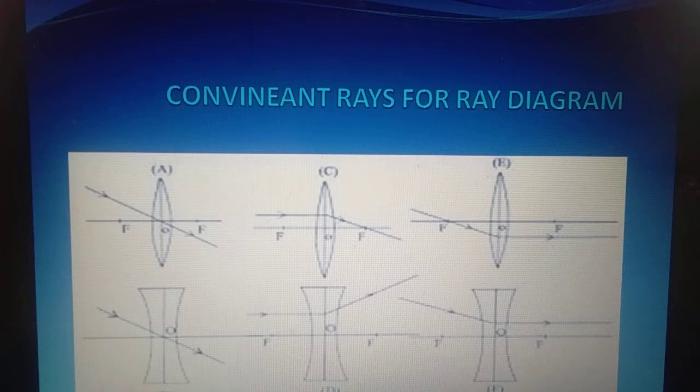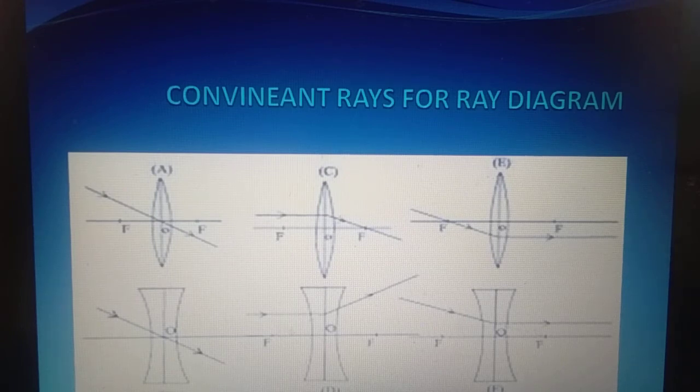In the second case, whenever the light ray passes parallel to the principal axis, please observe the second one, the refracted ray always passes through the focus. It holds good in concave and also convex lenses. And in the third one, whenever the ray of light passes through the focus, the refracted ray is always parallel to the principal axis. So these are the three important rays needed for us to draw ray diagrams.